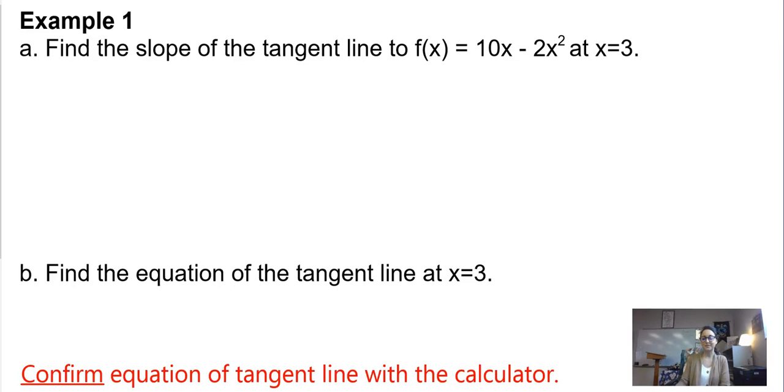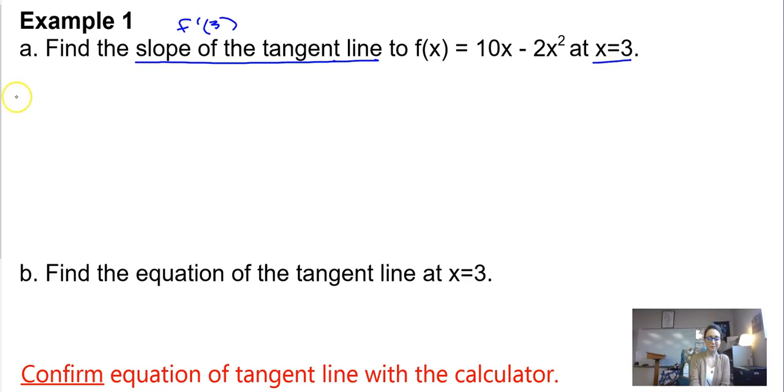So we want to find the slope of the tangent line to f, which is 10x minus 2x squared, at x equals 3. And the slope of the tangent line is what word in calc again? Derivative. And how do I denote that? We denote that by f prime. So in this case, I want to find f prime of 3, right?